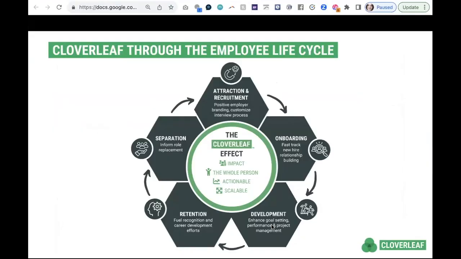And so we really talk about the Cloverleaf effect having impact, right? That it focuses on the entire person. It makes the assessments actionable, and it's scalable across a large organization.